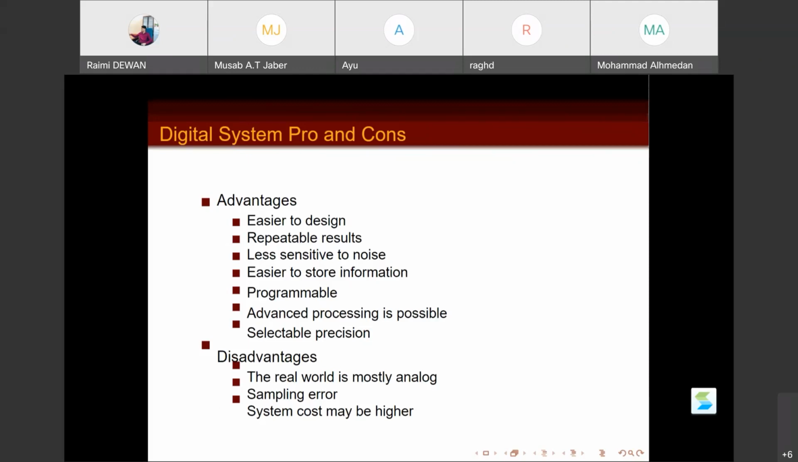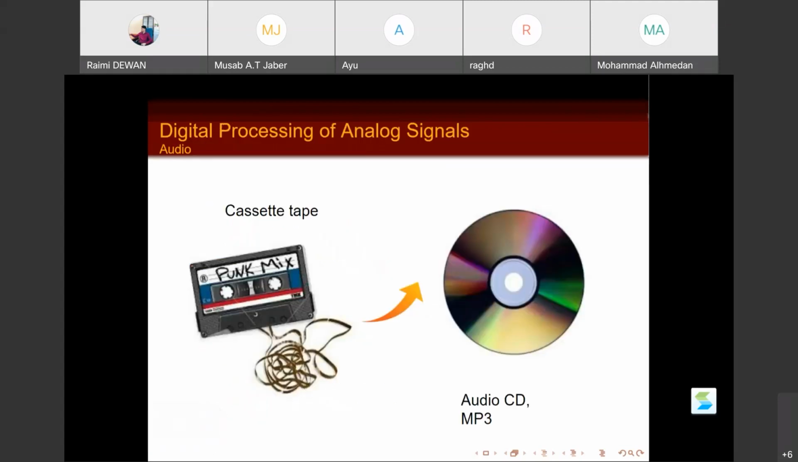What happened? And then if we want to do a digital system, the cost can be high, the cost can be higher. So this is the previous time, prehistoric. Maybe during my time. Your time maybe don't use this anymore.